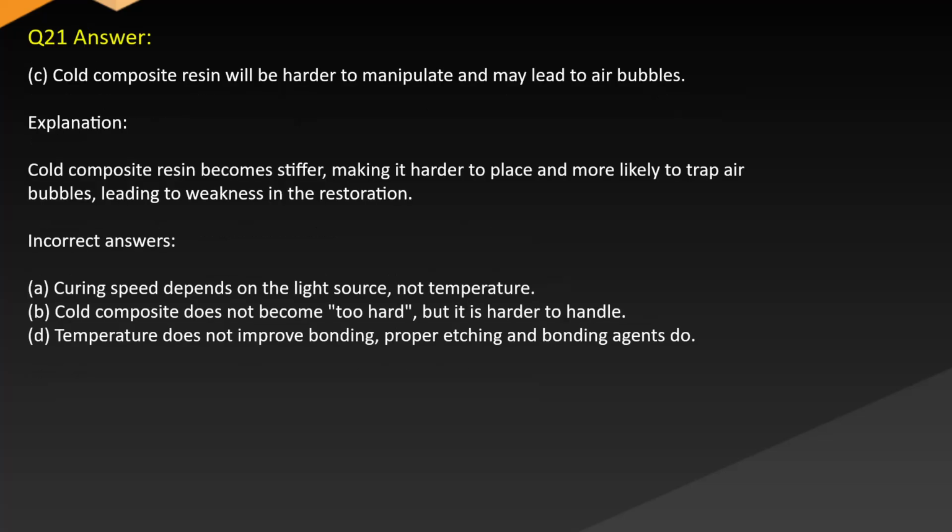Answer. C. Cold composite resin will be harder to manipulate and may lead to air bubbles. Explanation. Cold composite resin becomes stiffer, making it harder to place and more likely to trap air bubbles, leading to weakness in the restoration. Incorrect answers. A. Curing speed depends on the light source, not temperature. B. Cold composite does not become too hard, but it is harder to handle. D. Temperature does not improve bonding. Etching and bonding agents do.